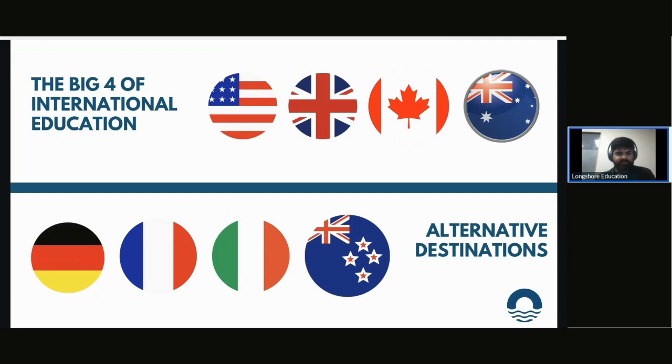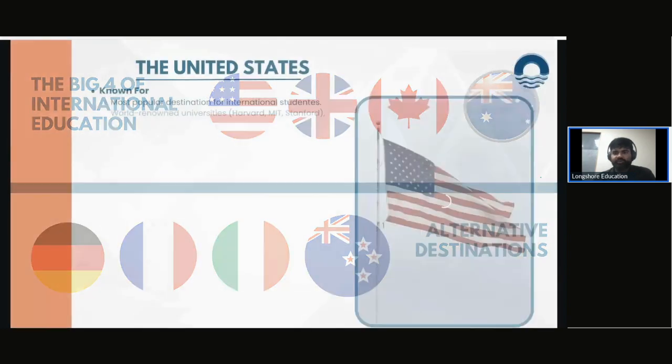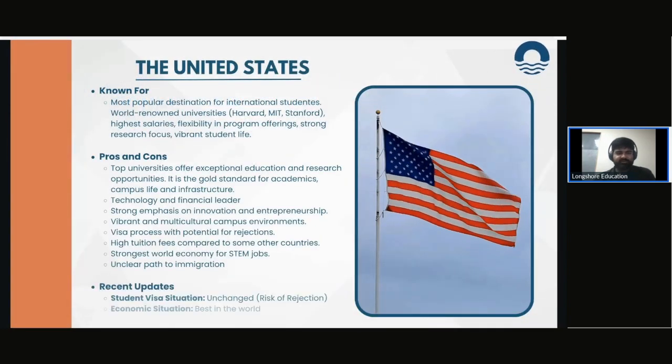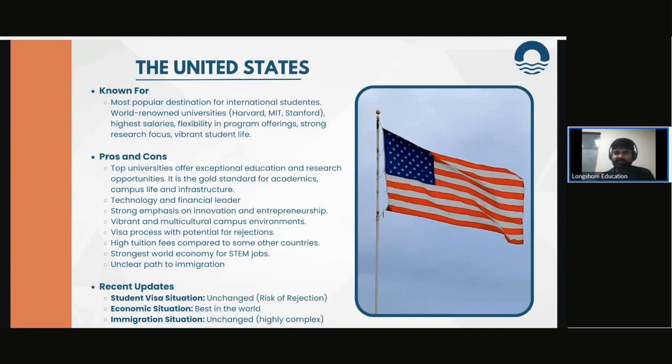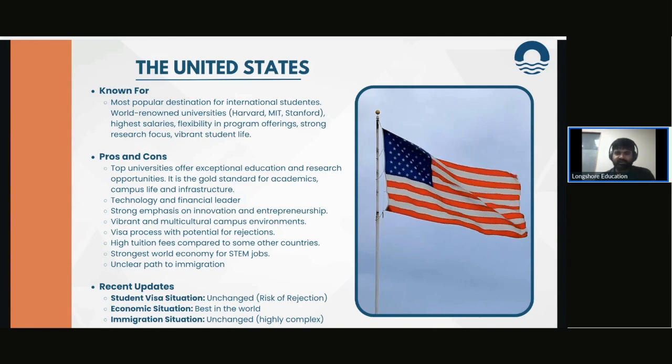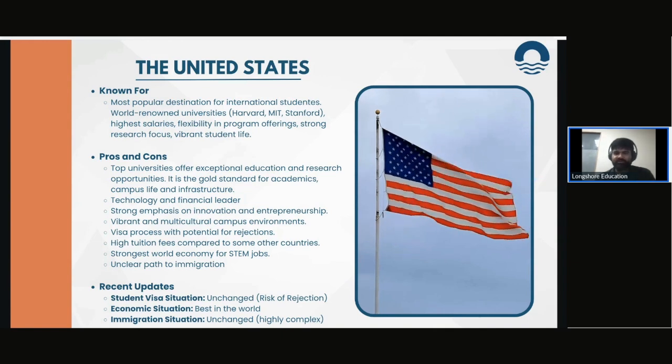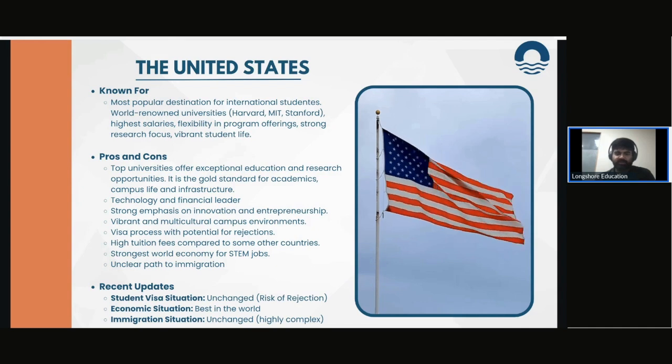But okay, let's have a look at these countries and what is going on when it comes to their regulations and what they have to offer. So naturally, the one that attracts the most students is the United States of America. It is the biggest and most popular destination for international students all over the world. Students from India and China make up half of the international students over there.